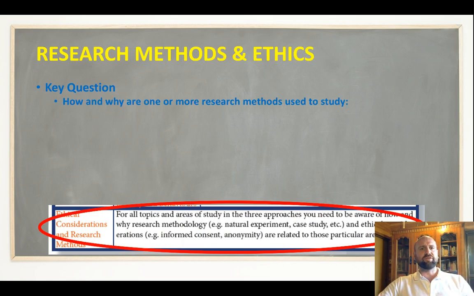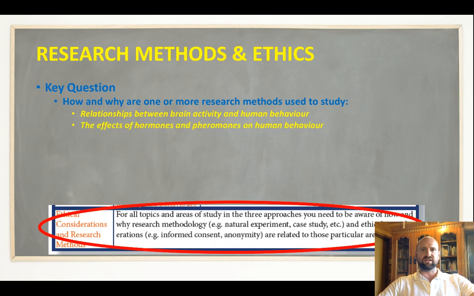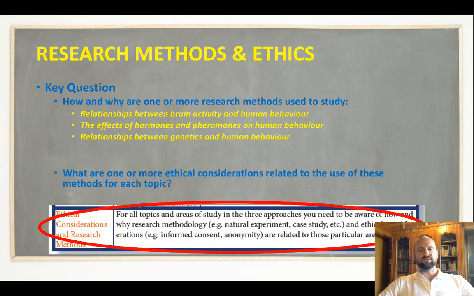So for the three topics, the brain and behavior, hormones, and genetics, students have to understand how and why one or more methods are used to study those, and also the relationship between ethical considerations and those particular research methods. All right, so that kind of underlines the whole approach. Now, in the old guide, they just had to understand the use of research methods and ethics in the whole approach, or the whole level of analysis.